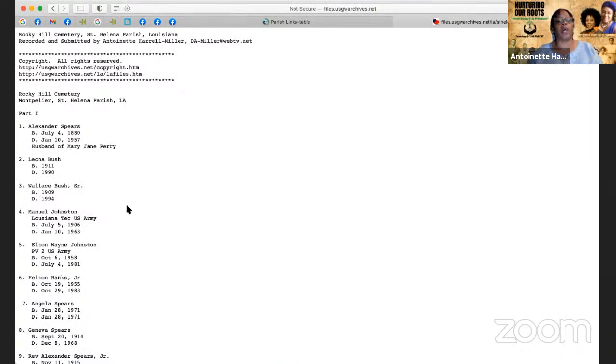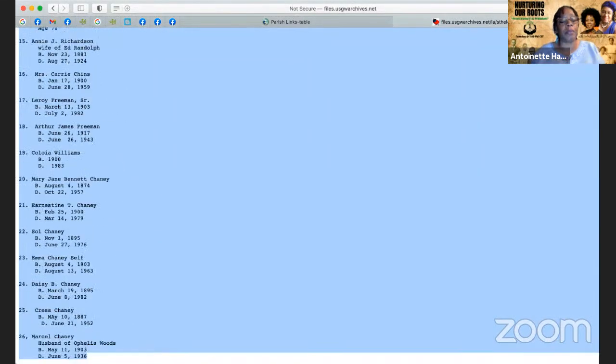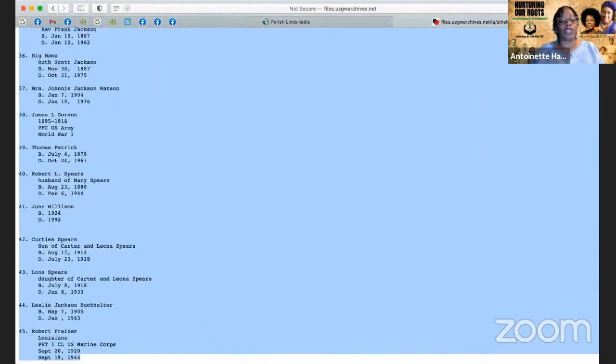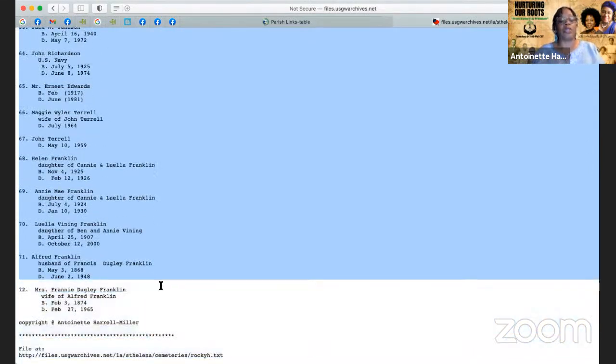There it is, part 1. And how many people were in that cemetery? As long as you see it scrolling, that's how many people. Okay, it was 72 people. And that could have been more, let me just point that out. Maybe some of them didn't have headstones, and some were in bad condition that you just couldn't read them. So if I have 72, that doesn't mean that's all that was in it. What it means is that those 72 were legible.